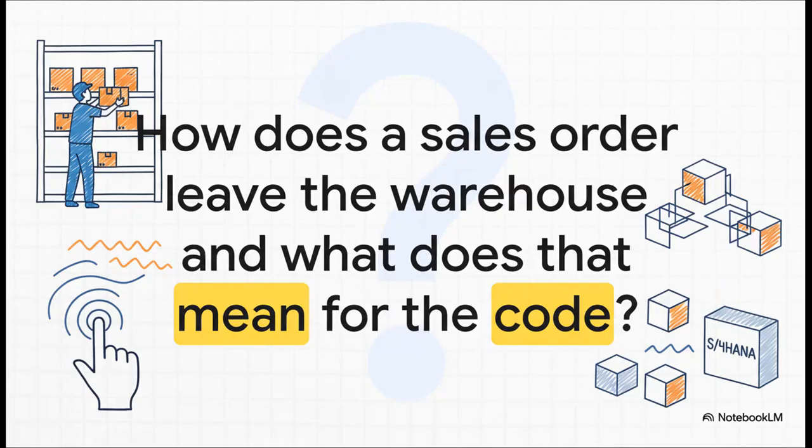So this is the big question we're tackling today. When a worker in a warehouse picks an item off a shelf and sends it on its way, it kicks off this whole chain reaction in the system. Our goal here is to connect that physical, real-world action to the massive data model simplifications that have happened under the hood in S/4HANA. It's really a story about a single button click and the database revolution that it represents.